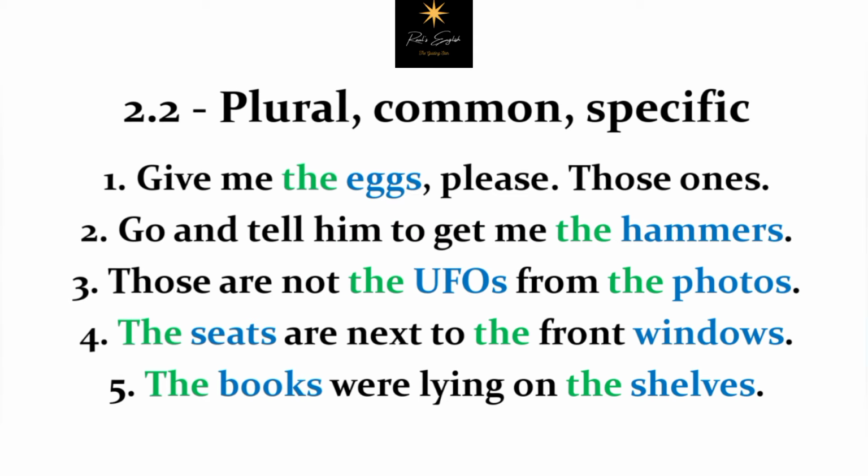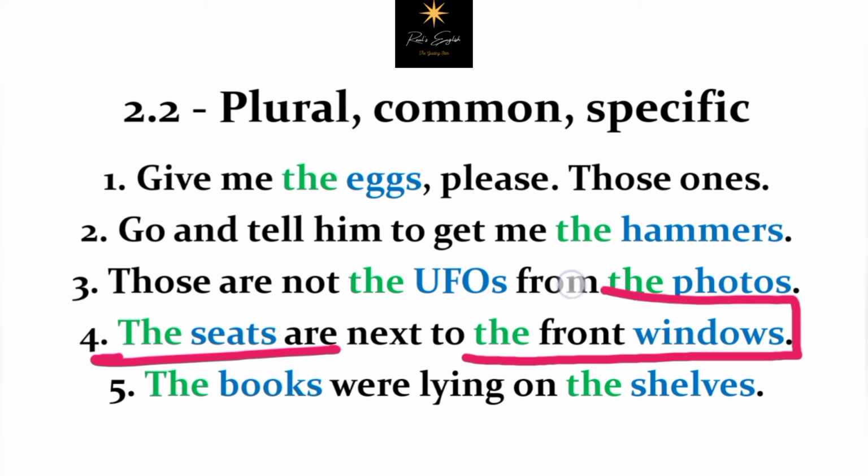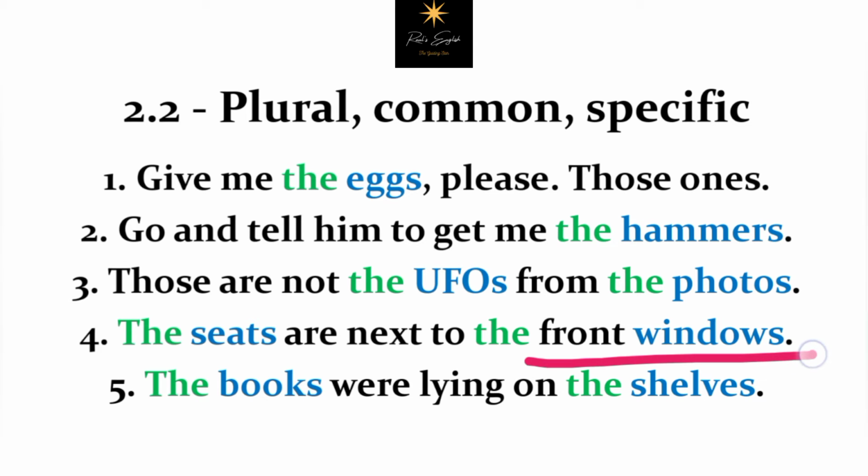Number 4. The seats are next to the front windows. The seats. Which seats? Your seats, or the seats indicated on your ticket, are next to what? The front windows. Windows at the front. Very specific. The front windows. Not any windows, not perhaps some at the rear and some in the front. No, very specific. The books were lying on the shelves.